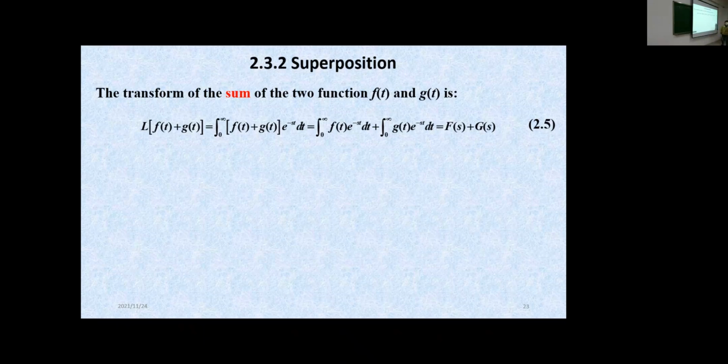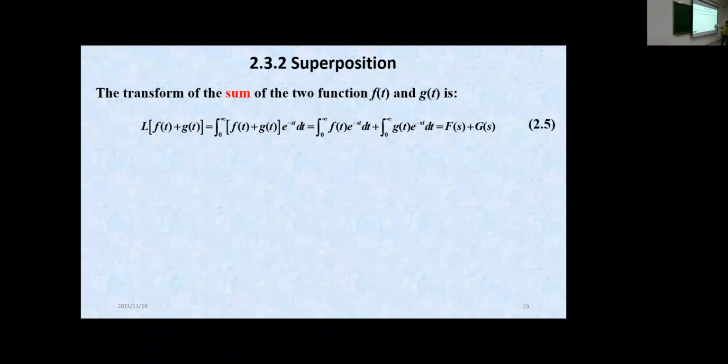And then we can separate it into two parts. One is about f(t), another is about g(t). This is just the definition of F(s), right? So here, this is G(s).